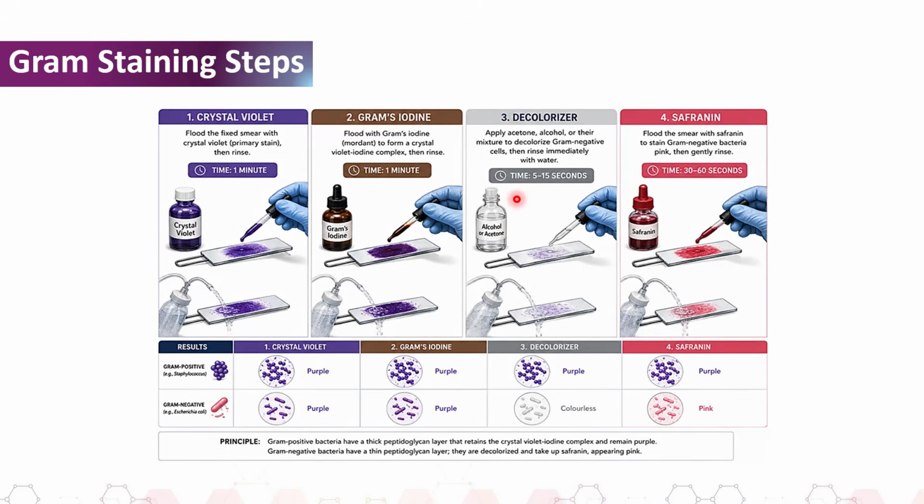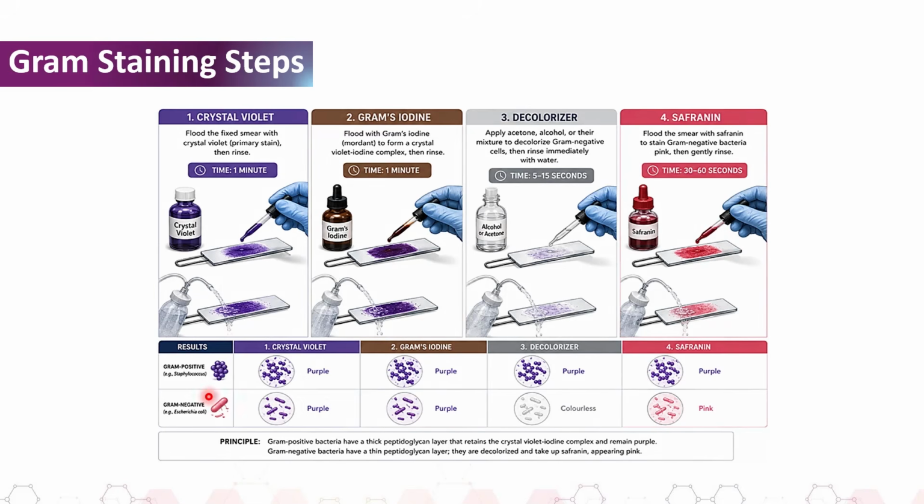So the third step, which is the decolorization step, involves flooding the slide with a decolorizer, which is either a mixture of acetone and alcohol or just alcohol, for 5 to 15 seconds, and then rinsing with water. And the final step has to do with the application of the safranin. In this case, we flood the smear with safranin, and basically this is to stain the gram-negative bacteria pink, and just allow it to stand for 30 to 60 seconds and then rinse it with water.